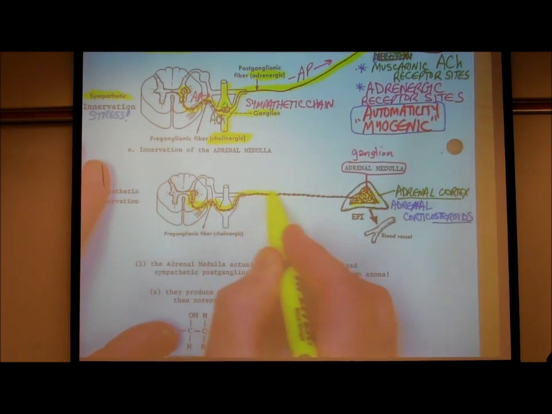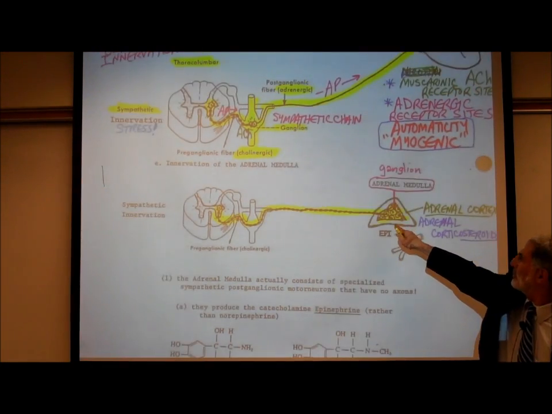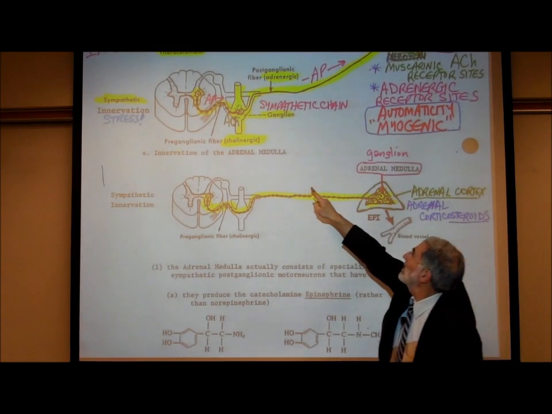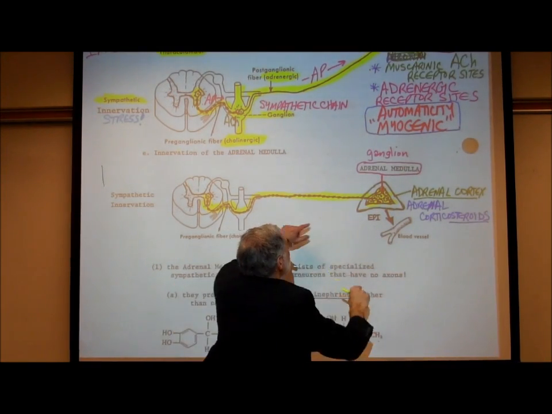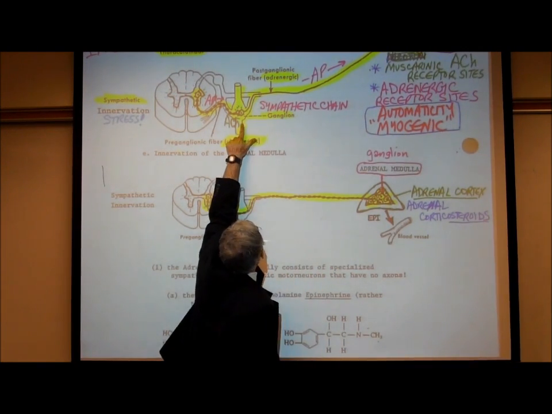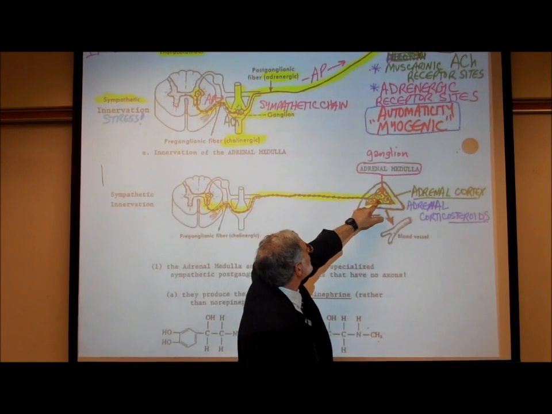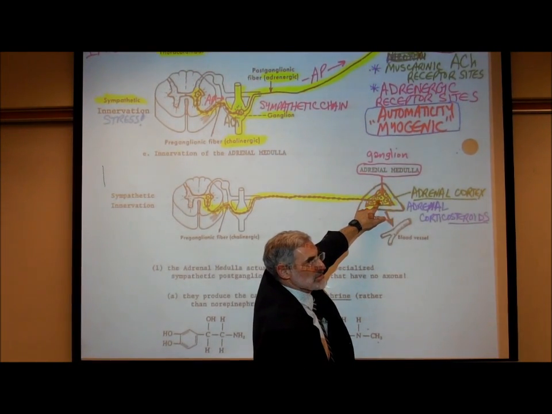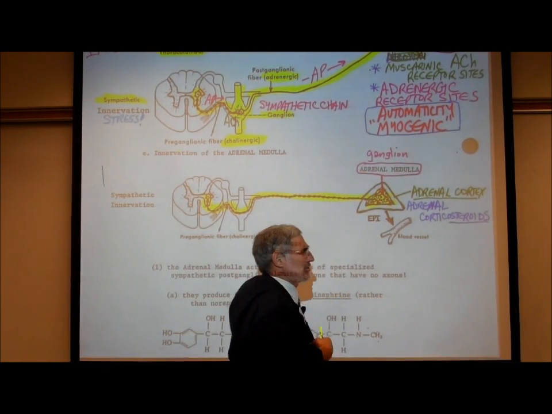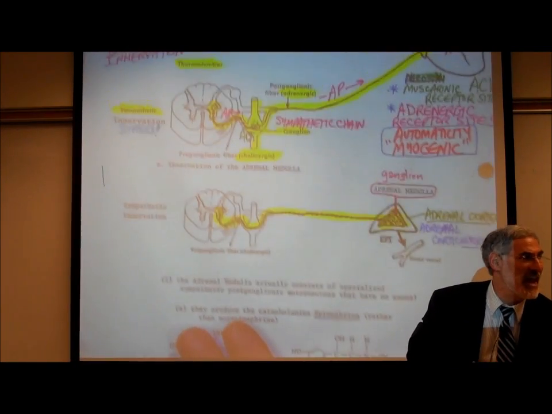neuron. Follow it out. And what is it synapsing onto? These are sympathetic postganglionic neurons. This is a ganglion. What is that? That's a sympathetic postganglionic neuron. These are sympathetic postganglionic neurons. You'd say, well, say that again. Okay, I'll say it again. You didn't even have to ask me.